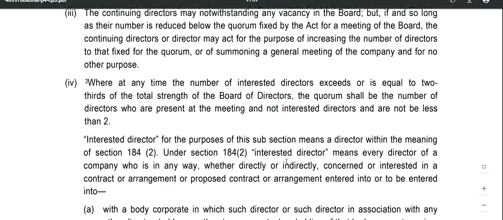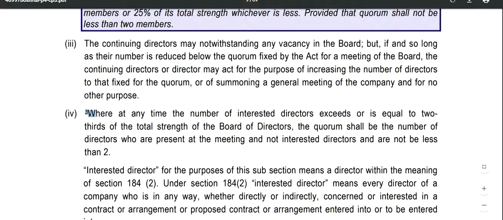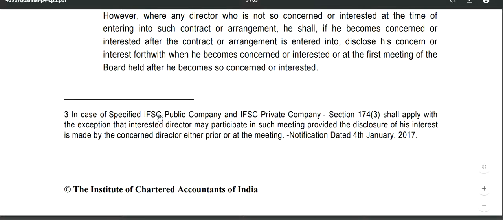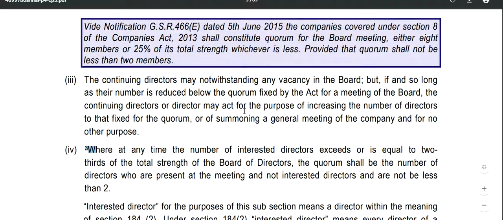Here sub-section 3 is mentioned: where at any time the number of interested directors exceeds 2/3, then the quorum will be at least 2. What does that mean? In case of IFSC public company and IFSC private company, section 174 subsection 3 shall apply, with the exception that the interested director may participate in such meeting provided the disclosure of his interest is made by the concerned director either prior to or at the meeting for an IFSC public company or IFSC private company.